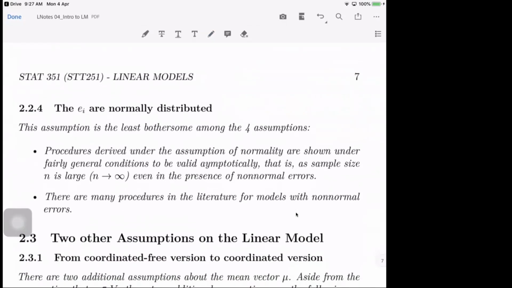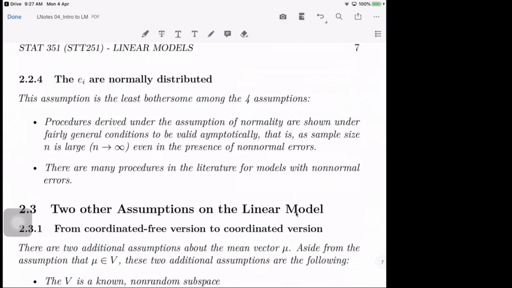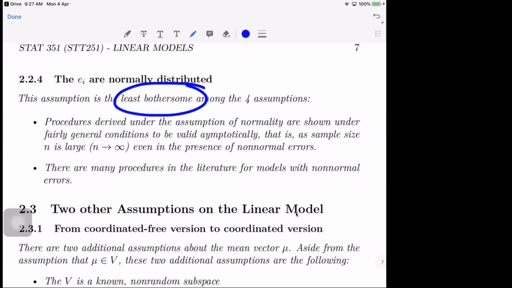And lastly, that the Ei are normally distributed. This is the least bothersome among the assumptions, because this normality assumption can easily be satisfied when our sample size is large. And there are many other procedures when this assumption is not satisfied. You have many models that can be used when we have non-normal errors in our model.